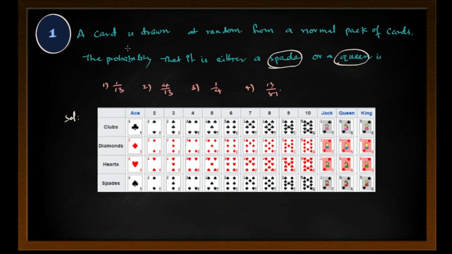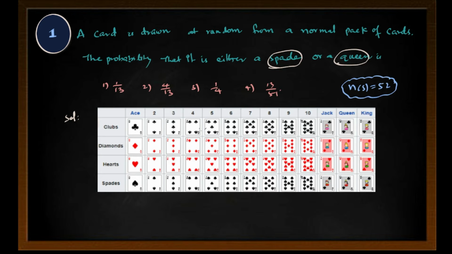A card is drawn at random from a normal pack of cards. The probability that it is either a spade or a queen is? We all know that in a pack of cards there are a total of 52 cards. So here n of S equals 52.